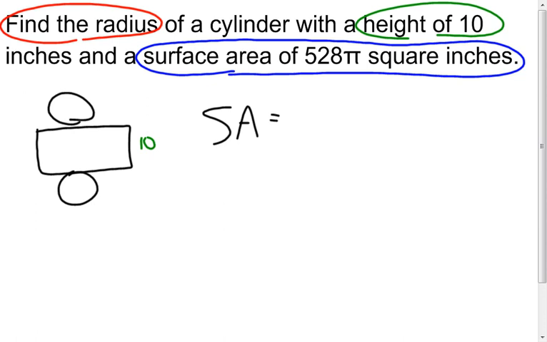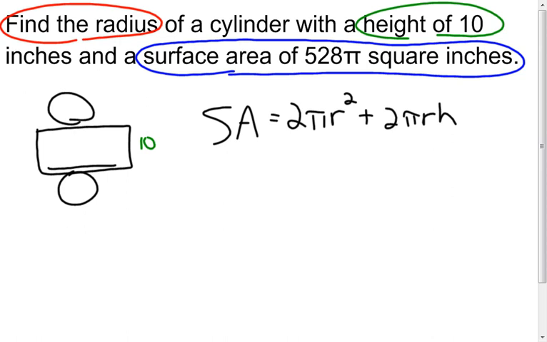Maybe you don't have it memorized, but you can look at the picture now and go, well, I have my circle. To find the area of a circle, I have to do pi r squared. And being there's two of them, well, just multiply by 2. But then I also have the rectangle, so I'm going to have to add that on. The area of the rectangle is going to be base times height. Well, the base, remember, is the circumference of the circle, so that's 2 pi r, and I have to multiply it by my height. So maybe you don't have it memorized, but you can at least come up with it looking at the net.